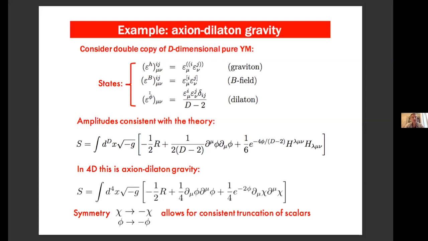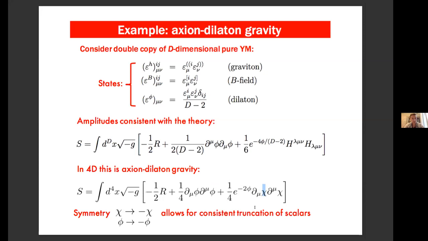And you can show by computing amplitudes that double copying pure Yang-Mills is consistent with this Lagrangian here, and you might recognize it as the same Lagrangian as you encounter, for example, in string theory. But here we don't necessarily work in 10D. For example, we can work in 4D, which would be more natural, and then we get the Lagrangian which has a dilaton and an axion. At tree level, we can actually truncate away the dilaton and axion by realizing that there's a Z2 symmetry that allows for truncation, but that doesn't work at loop level, of course. In the loops, they will propagate.